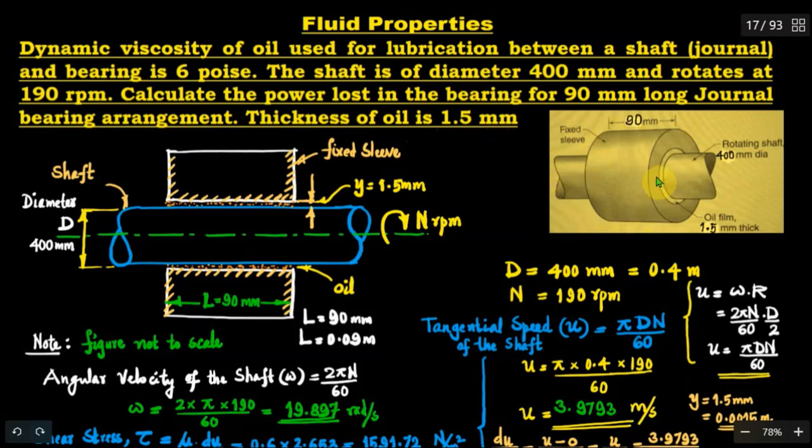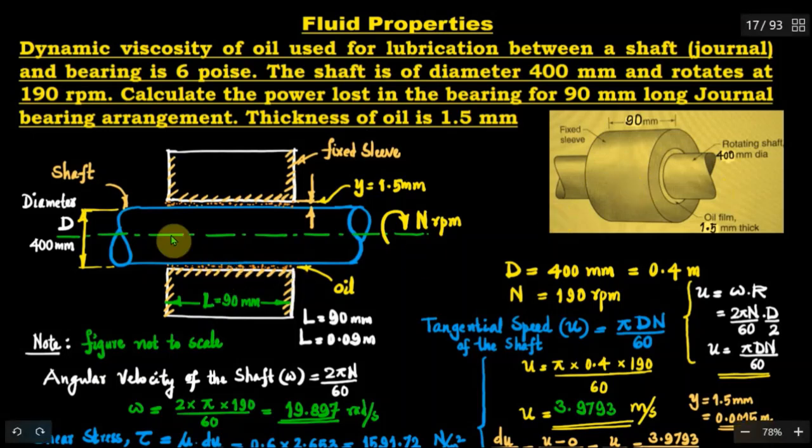Consider this diagram. The outer part is called the sleeve, which is stationary, that is, fixed. And we have to consider a sleeve length of 90 millimeters. A journal or a shaft is rotating inside the sleeve, and between the shaft and the sleeve we have the oil film for lubrication. Our effort is to find the power lost in the bearing for this arrangement. Power lost in the bearing means power absorbed by the oil due to the viscous resistance.